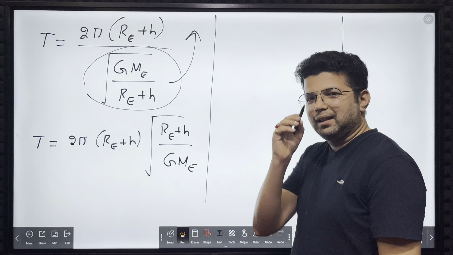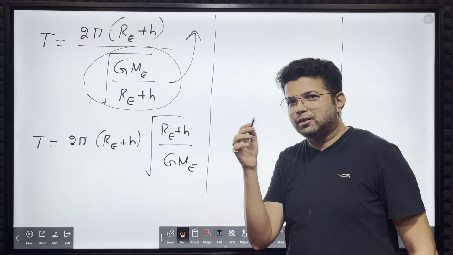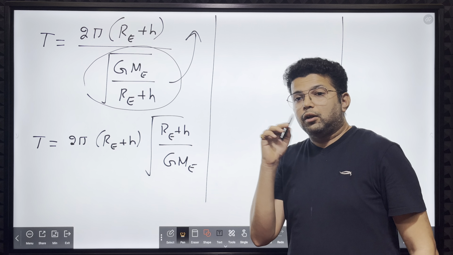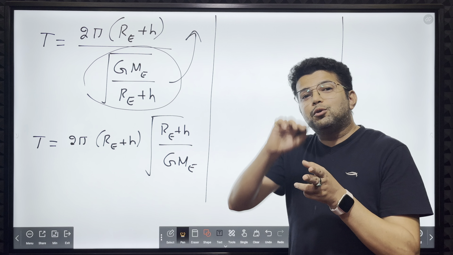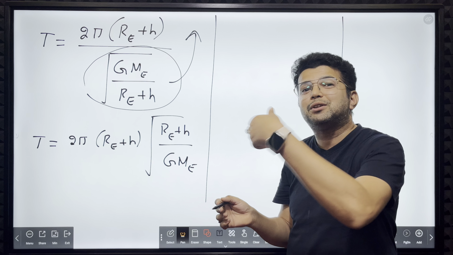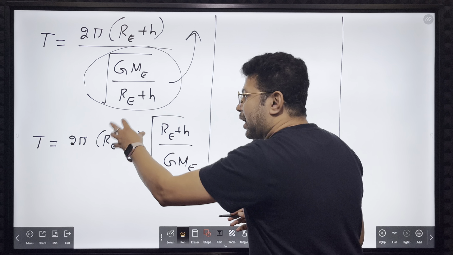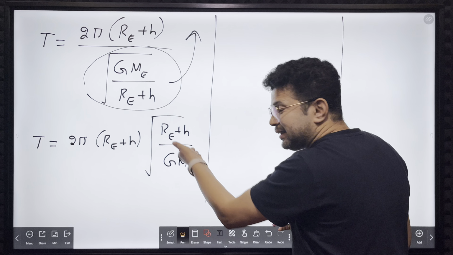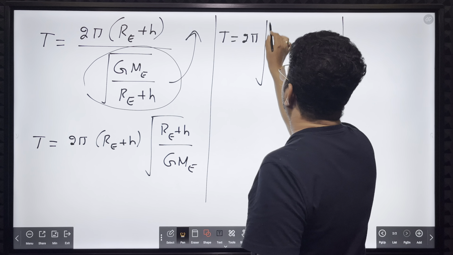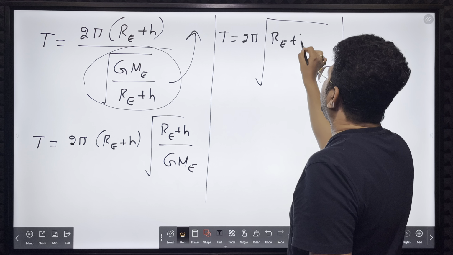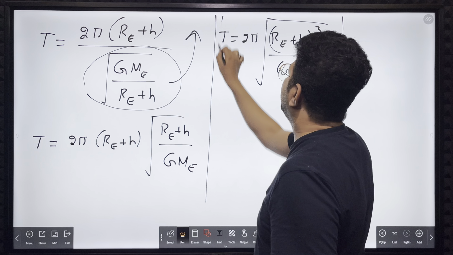Hope you can understand. Square root of 4 is equal to 2. When 4 comes outside, it becomes 2. When 2 goes inside the square root, it becomes 4, means it becomes a square. So this Re plus h goes inside the square root, so it becomes (Re plus h) whole square. One more Re plus h is there, so it becomes (Re plus h) whole cube. So T will be equal to 2 pi into square root of (Re plus h) whole cube divided by GMe. So this is the equation for the time period of a satellite.